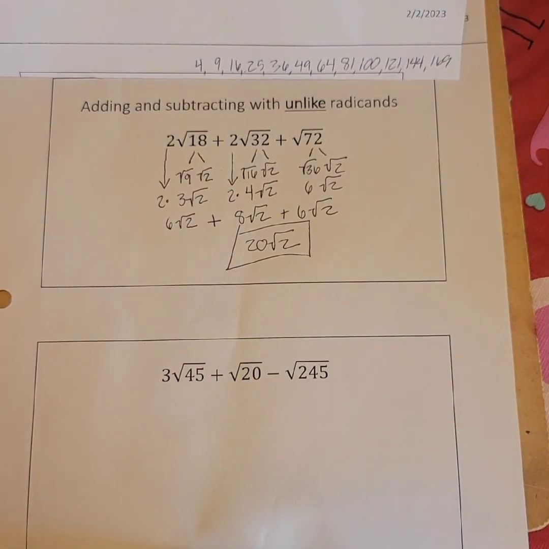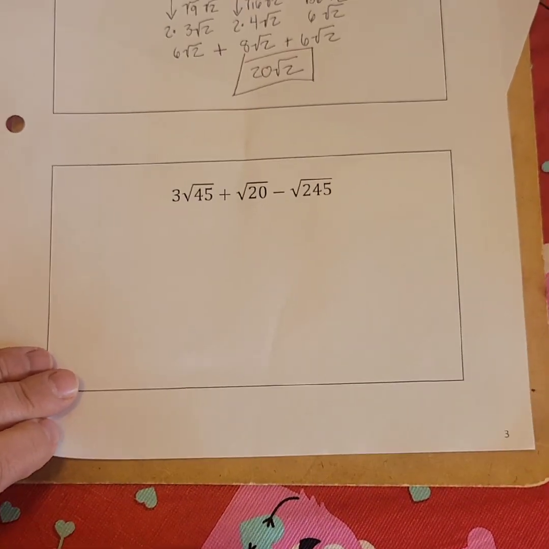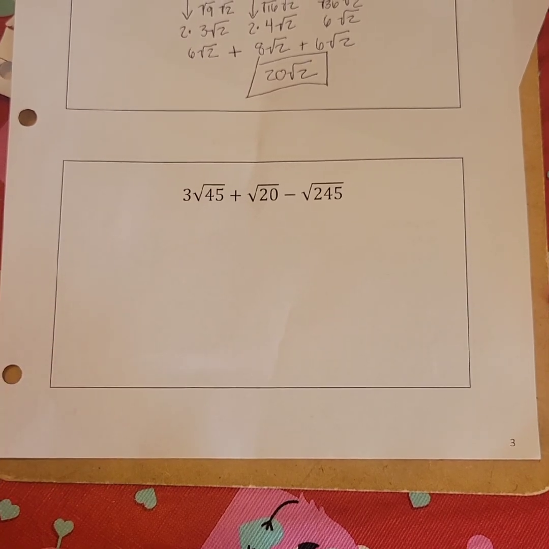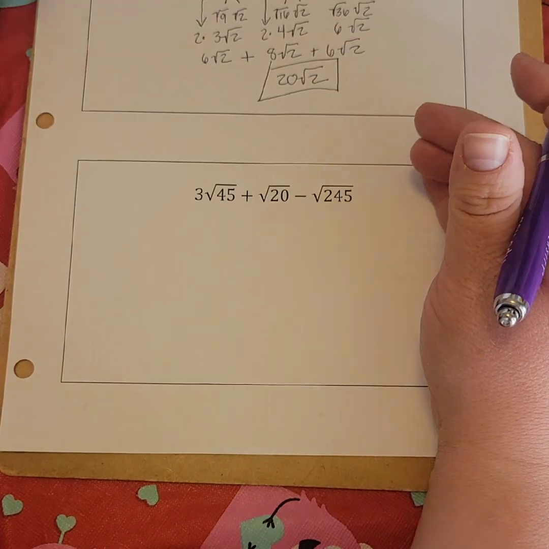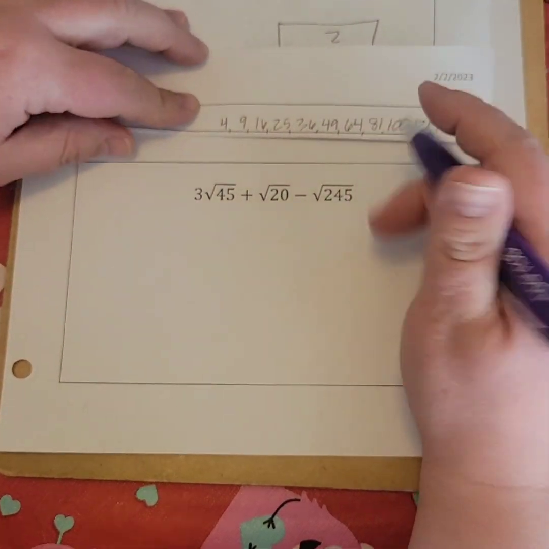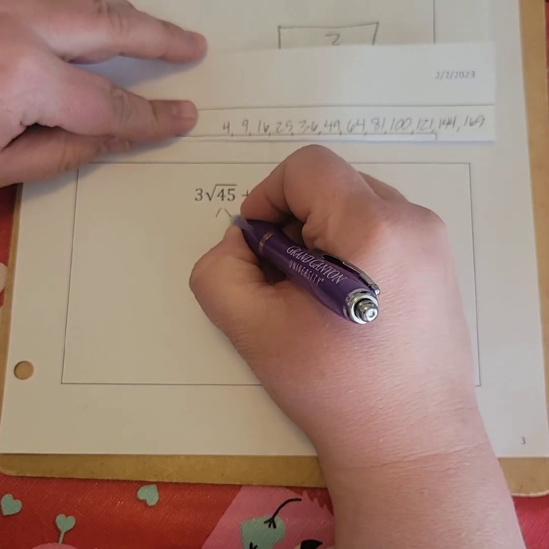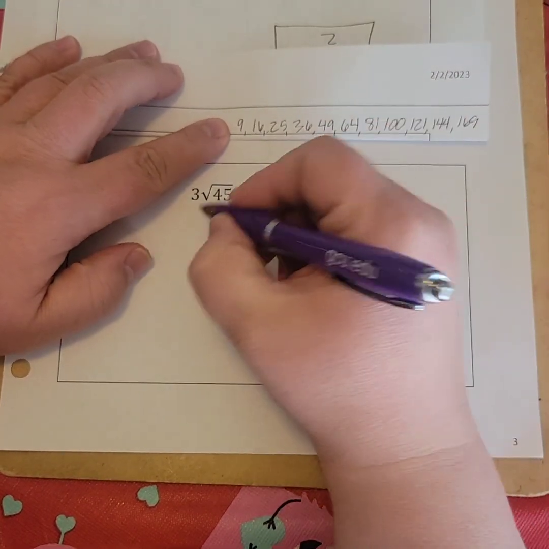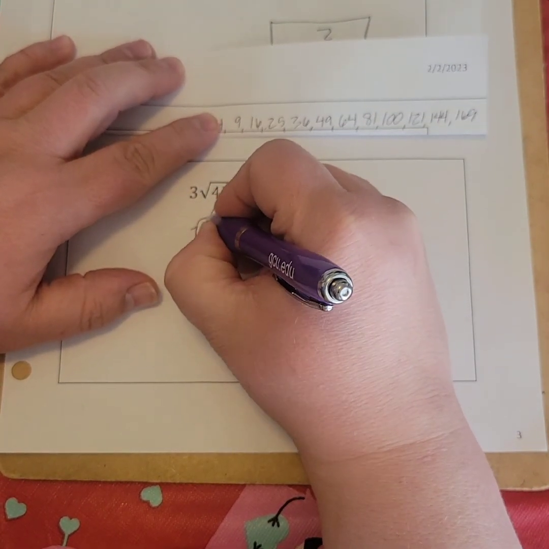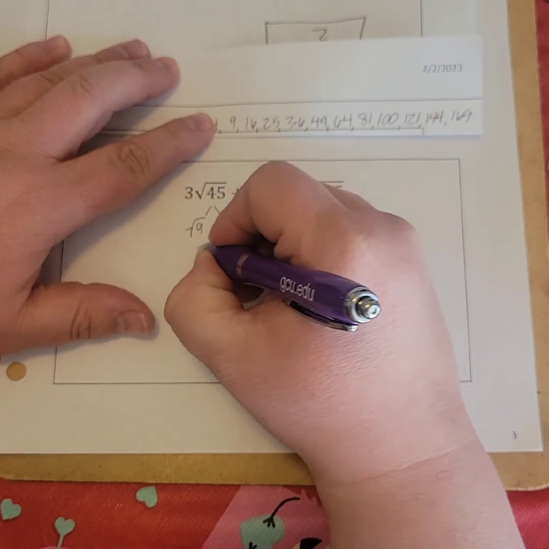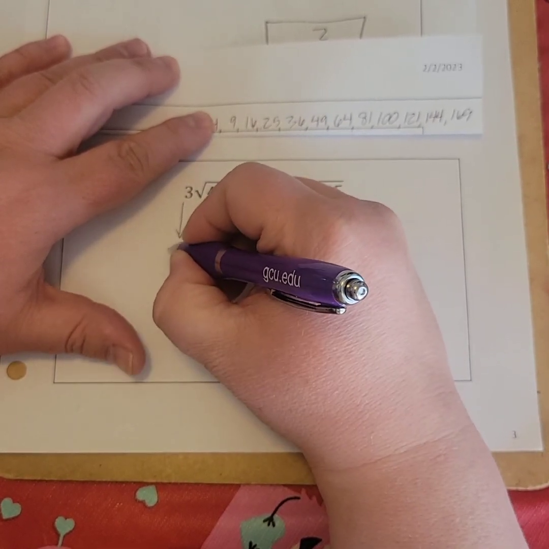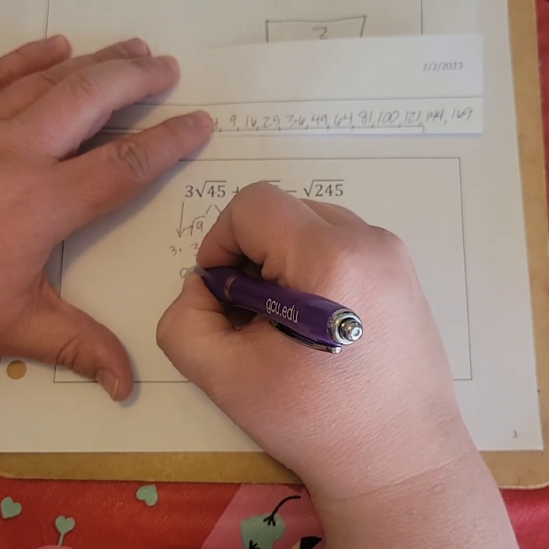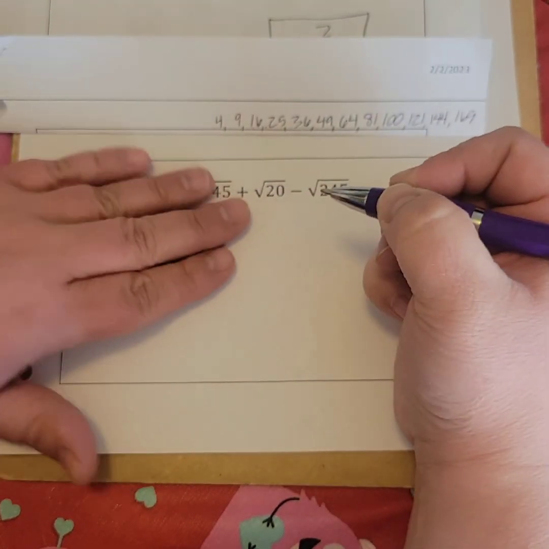All right. So now, let's see. Here we go. Same thing. So let's look. 45. Well, we know 9. Square root of 9, square root of 5. So 3 square root 5. Bring that down. So 3 times 3, 9 square root 5. So that one's done.